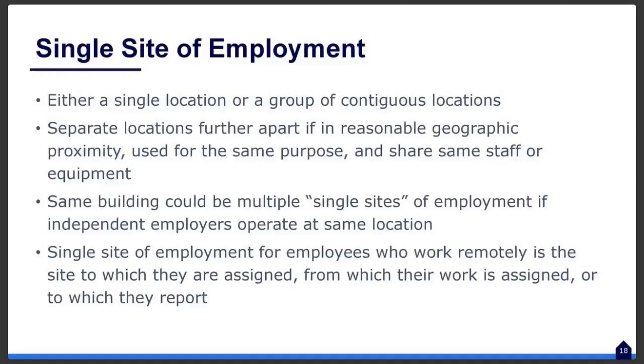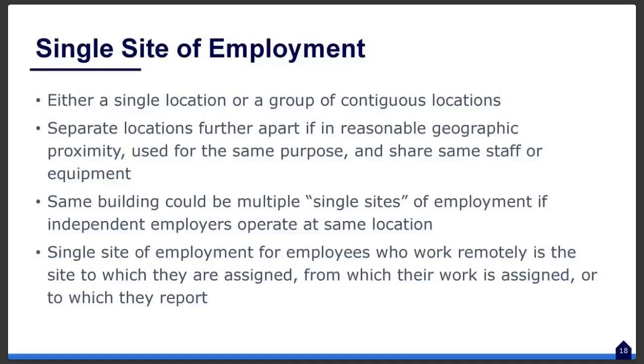Not to say the same employer couldn't be making enough employment losses at two different sites to where they would have separate WARN notice obligations, but they would measure each separately in most cases. And I say in most cases, here's some nuances. So it's either a single location, which makes life easy, or a group of contiguous locations.